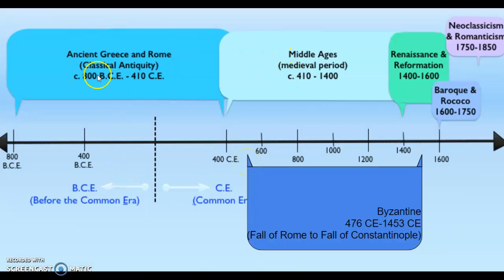Now here's our timeline. As you know, ancient Greece and Rome, which you're studying in history, ended and brought in the Middle Ages, like we talked about last time. And the Byzantine time period is basically the entire Middle Ages and even a little bit into the Renaissance. It's down here from the fall of Rome, which was the beginning of the Middle Ages, until the fall of Constantinople, which is in the middle of the Renaissance.